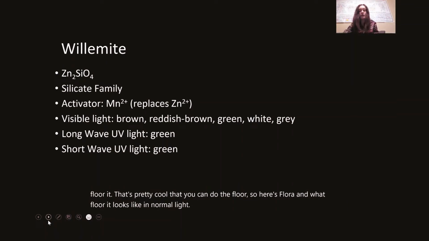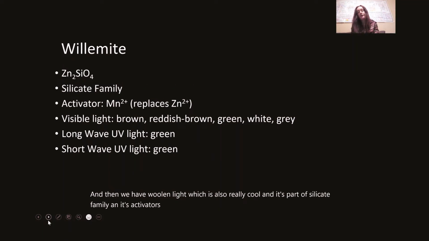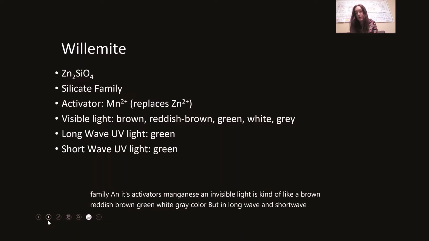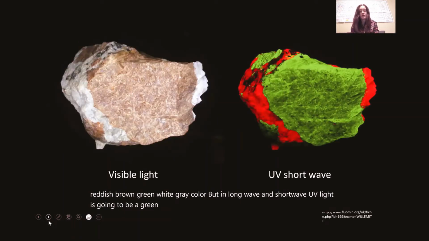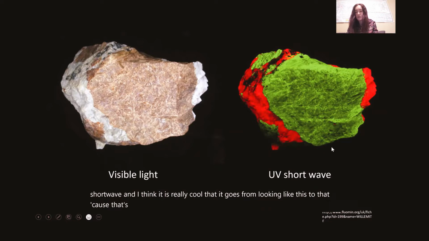And then we have willemite, which is also really cool. It's part of the silicate family, and its activator is manganese. In visible light it's kind of a brown, reddish brown, green, white, gray color, but in long wave and short wave UV light it's going to be a green color. And so this is what willemite looks like under UV shortwave. I think it is really cool that it goes from looking like this to that, because that's completely unexpected and it looks super cool. And the coloration kind of reminds me of slime, so it looks cool and makes me think of slime.